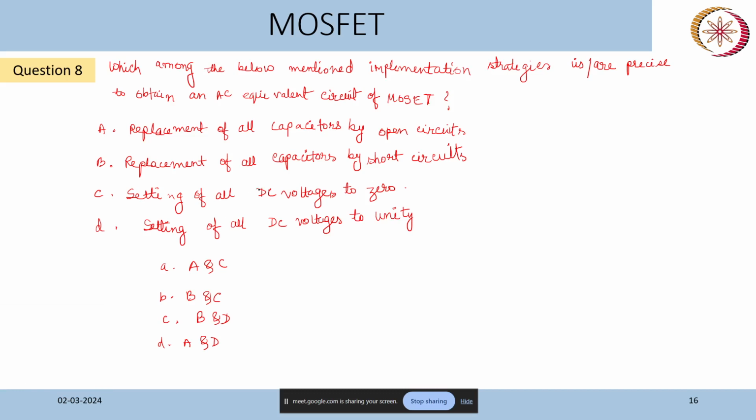This question is for a MOSFET, but in general this is true when we draw the AC equivalent circuit of any device. So how do we do this? We replace all capacitors by short circuit, and we replace all DC voltages by ground. Okay, when we do AC equivalent circuit, that's how the capacitors and DC voltages behave in AC signal.